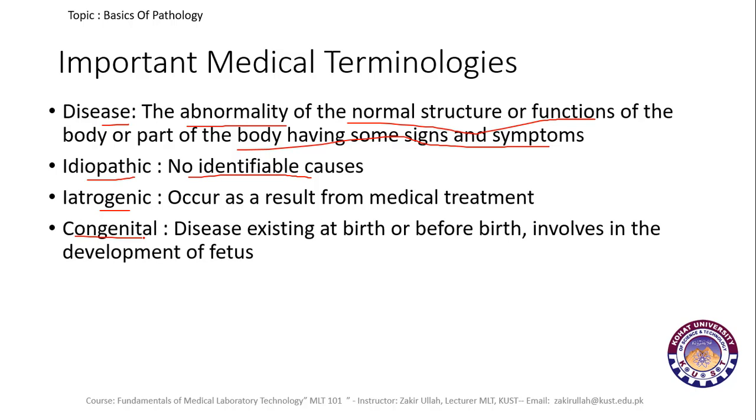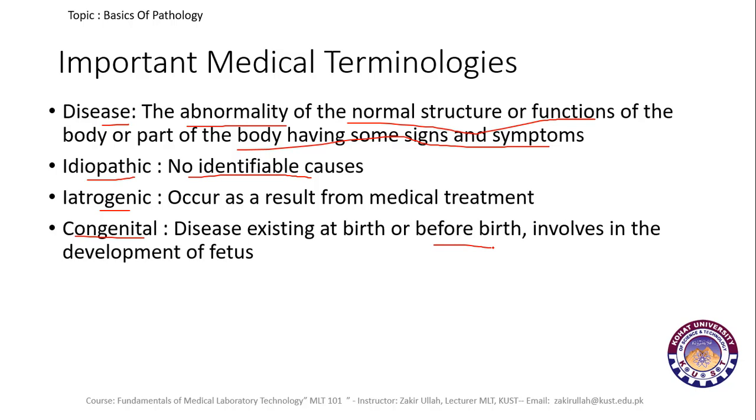The third type of disease is congenital disease. This is a type of disease which exists at the time of the birth of the baby or even before the birth, during the development of the fetus. For example, if there is any mutation in the DNA or any change in the fetal development, and that change leads to disease, then when the baby is born, the baby already has the disease.